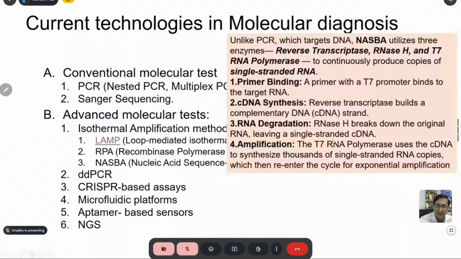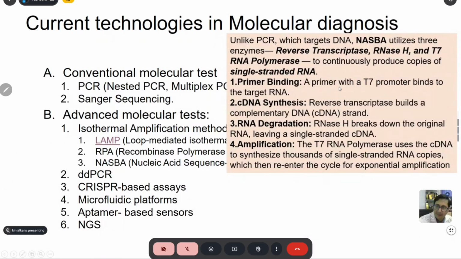right? And then finally, the third one, that is the NASBA, nucleic acid sequence-based amplification. It utilizes 3 different kinds of enzymes: reverse transcriptase, RNase H, and T7 RNA polymerase. And again, it does not need high temperature like you need in standard PCR. So it continuously produces copies of single-stranded RNA.